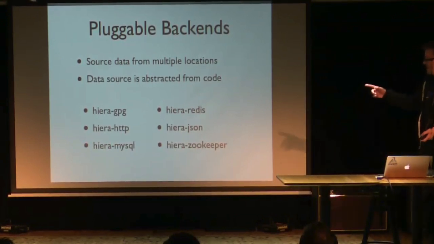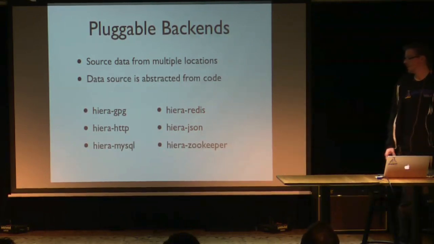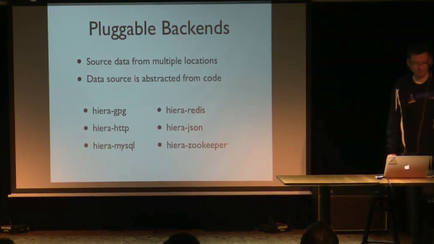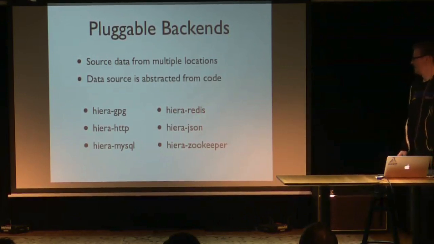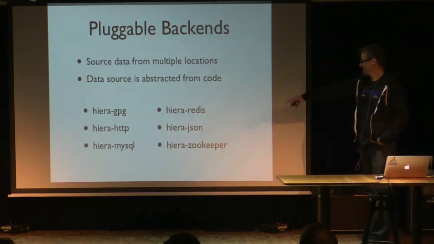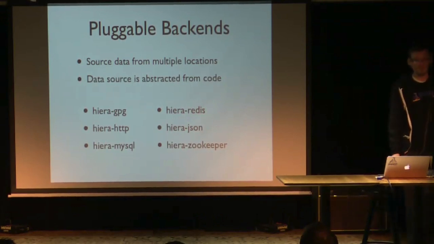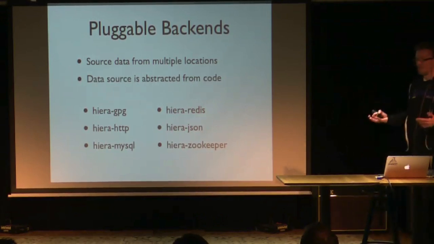So there's a GPG backend, so if you're storing all your data in like Subversion or Git, and you don't want your MySQL root password known by the whole company, you can use that. There's an HTTP one for querying data from like a REST API. If you want to use MySQL or Redis, there's database backends. Or if you just don't like YAML, you can just strip it out and put the JSON one in. So where you get your data from is up to you.